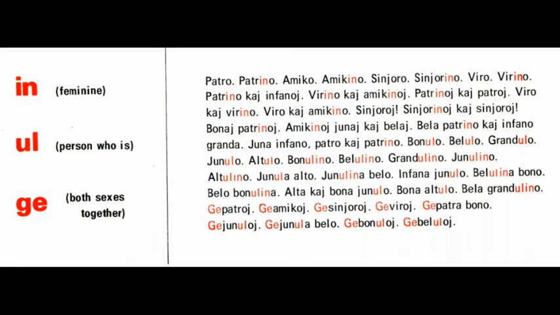Now, in forming words, we use not only roots and endings, but also prefixes and suffixes. On the left, you see two suffixes and one prefix. The first suffix is -in, and this indicates that the rest of the word is feminine. The second suffix is -ul, and means a person who is the rest of the word. The prefix ge- indicates both sexes together. Let us see how this works.